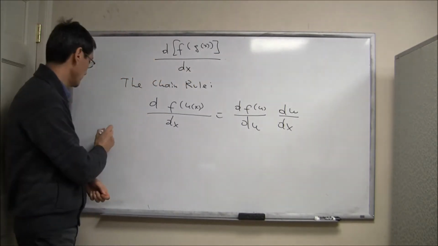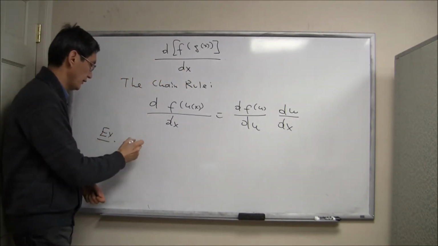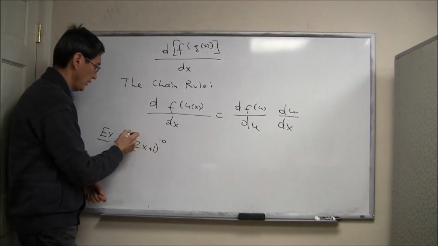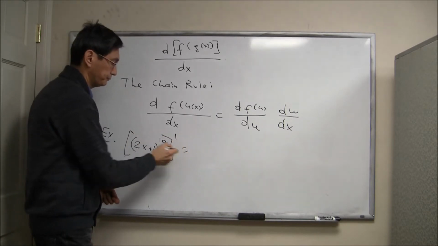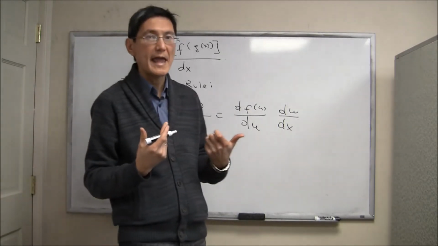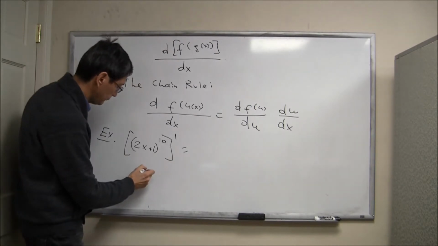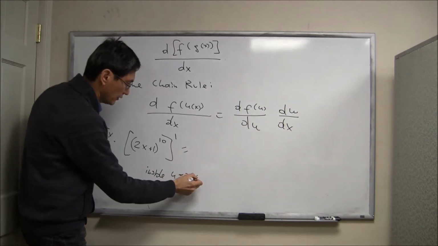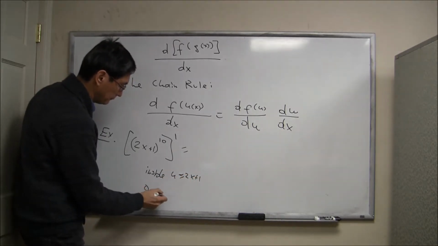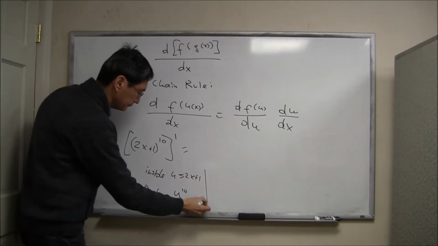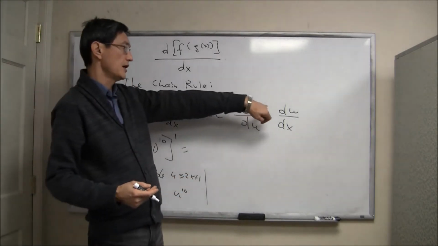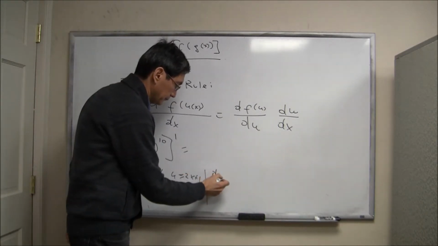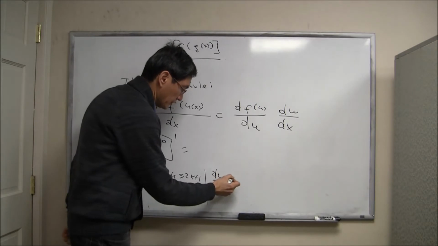So I'll start with a simple example where we have, say, the function 2x plus 1 raised to the 10th power, and we want to take its derivative. If you look at this function, we have the inside part, u equals 2x plus 1, and the outside, u to the 10. So what the chain rule says is take the derivative inside, which is going to be 2.